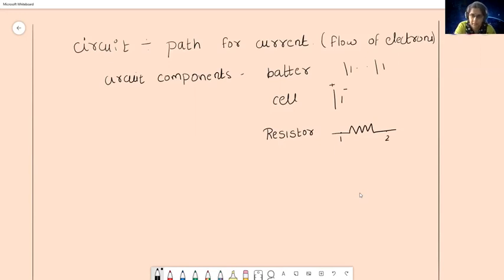What is a resistor now? Resistor is that component in a circuit which actually opposes the flow of current. So this resistor opposes the flow of current.